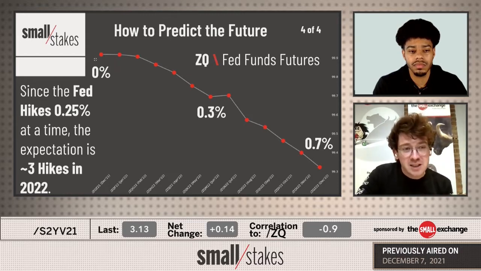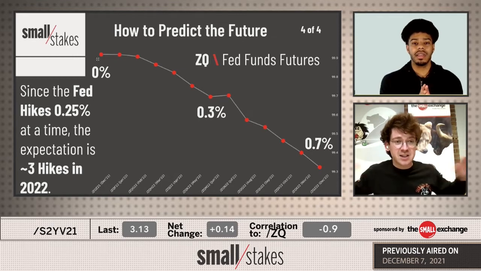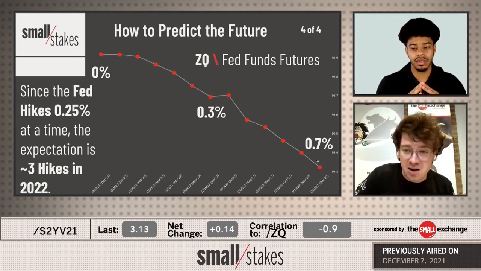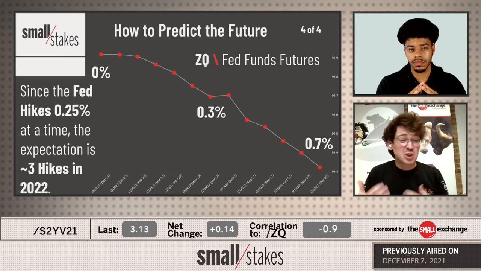So what you're essentially seeing is the market doesn't know exactly when, but they're saying in the first half of 2022, they're expecting the Fed to hike. The Fed hasn't done anything yet. It hasn't done a single thing. And then by the end of the year, with the price down at 99.30 and the corresponding yield being 0.7%, they're expecting 2 to 3 hikes by the end of 2022.